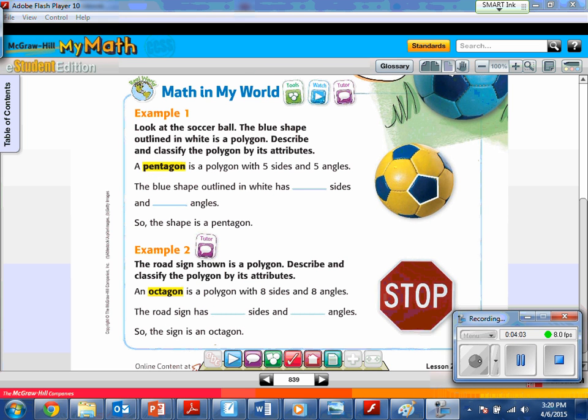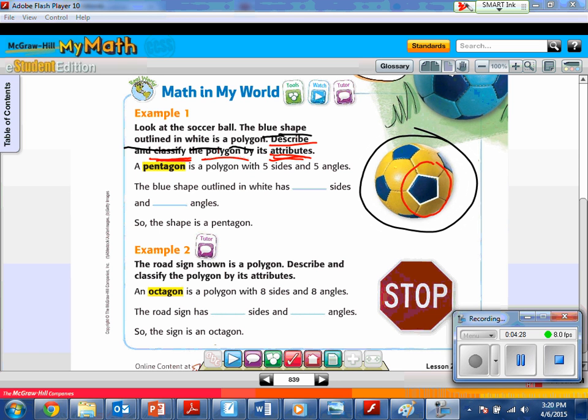Great. So let's look at example number one. It tells us to look at this soccer ball right here. It says the blue shape outlined in white is a polygon. Do you see the blue shape that is outlined in white? We want to describe and classify, meaning figure out what kind it is, this polygon by its attributes, or what makes up its sides and its angles. We know that this is a pentagon because a pentagon is a polygon with 5 sides and 5 angles.